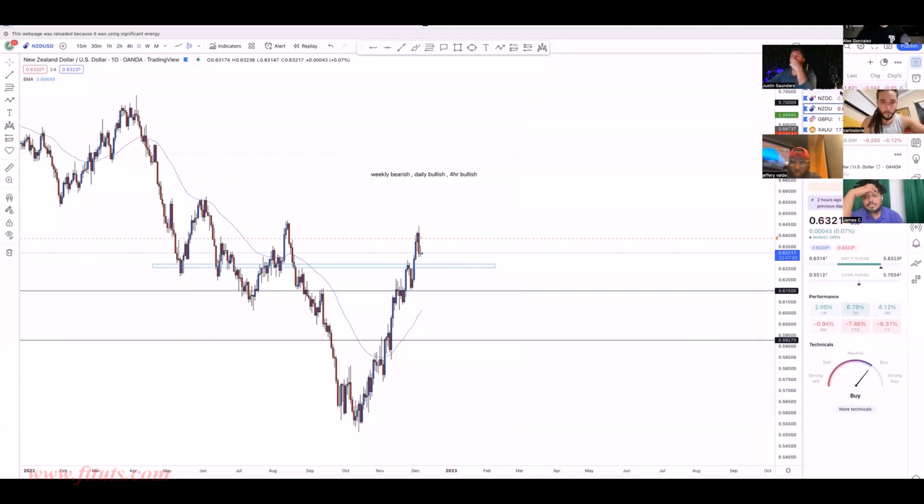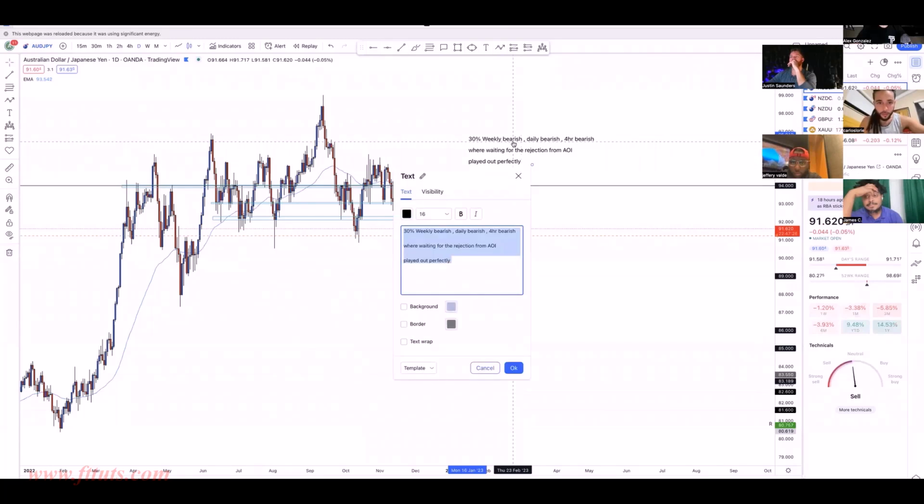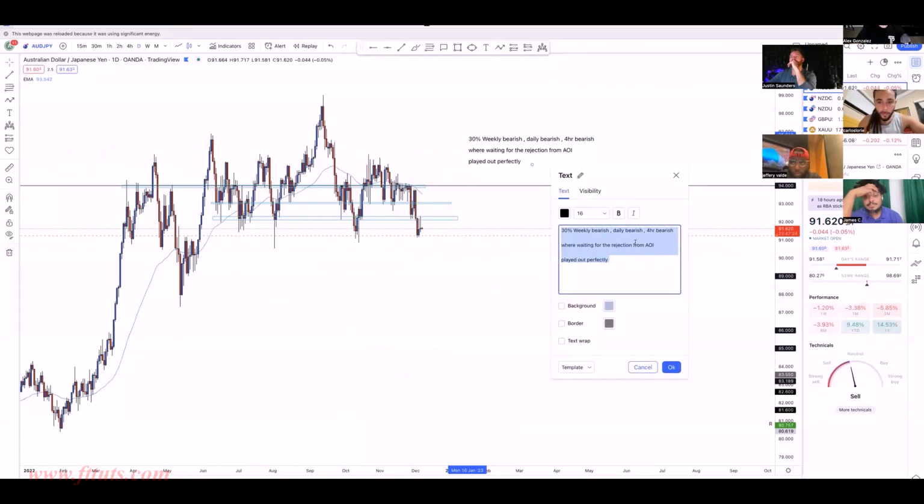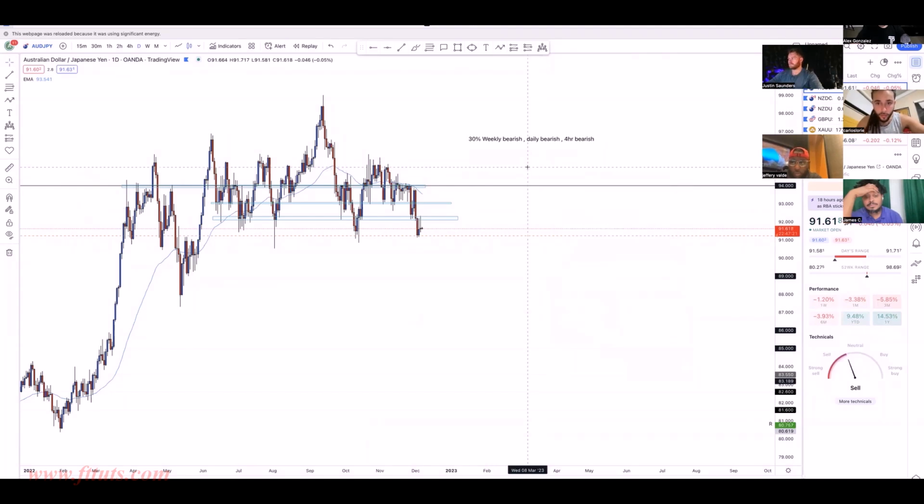So first things first, when you go to build your trade setup, you need to understand what we are doing. Are we bullish or are we bearish? But not just on one time frame or on two time frames. You need to understand where you are in the market as a whole, right?